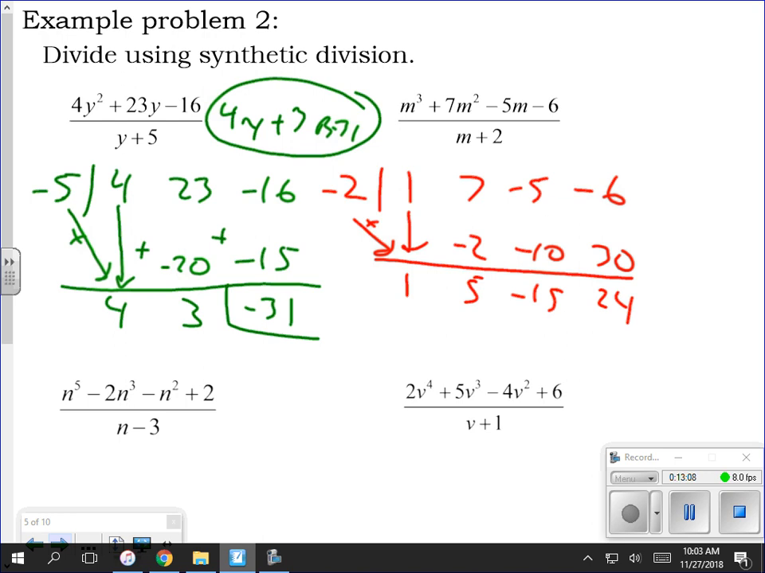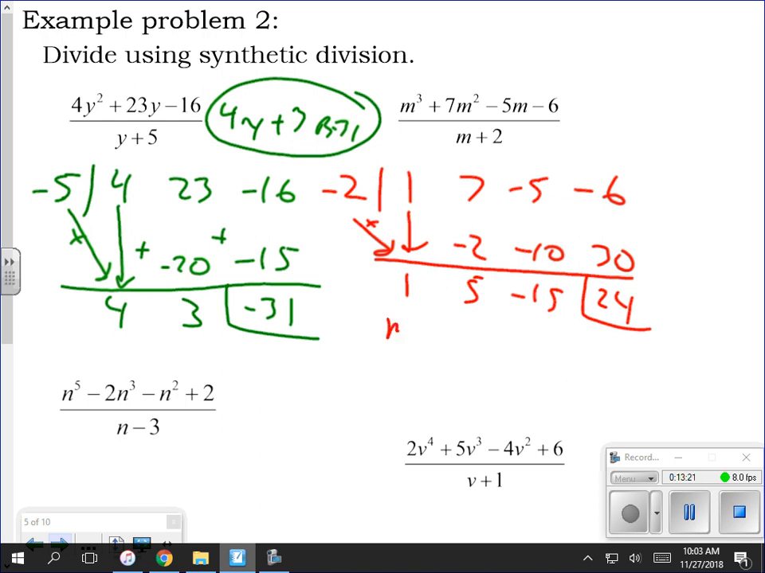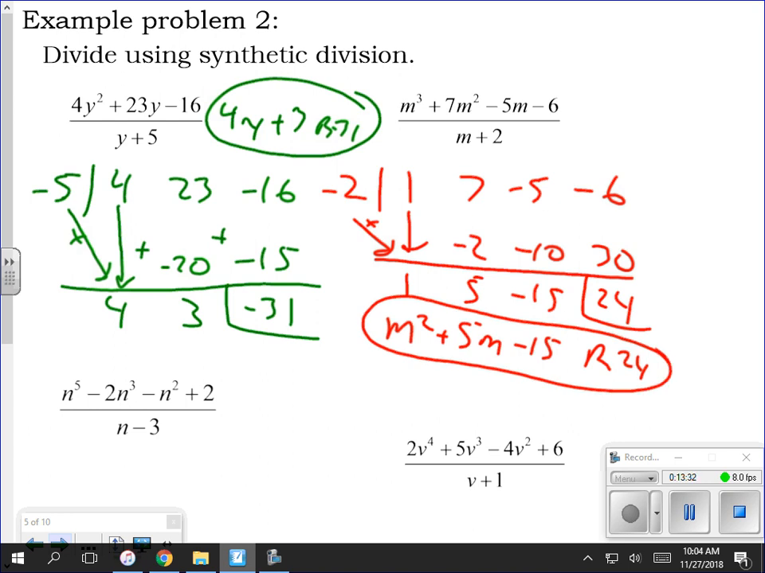The 24 here, this is my remainder. Those are the coefficients of my answer. So that means my answer is going to be m squared plus 5m minus 15 with the remainder of 24.